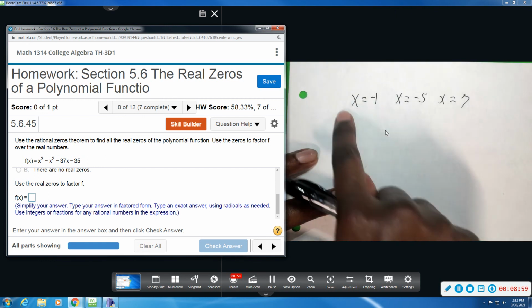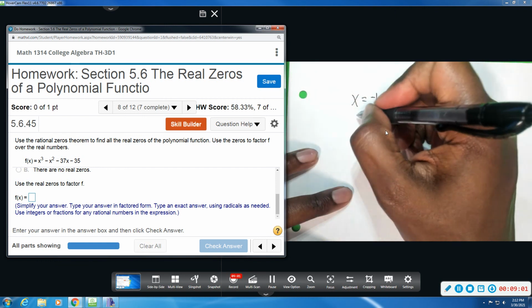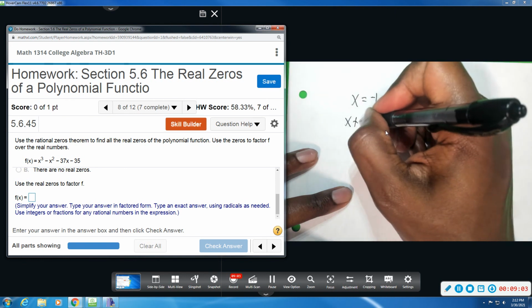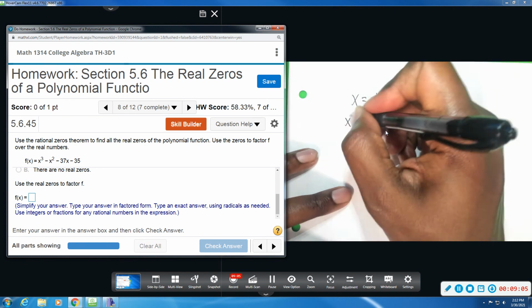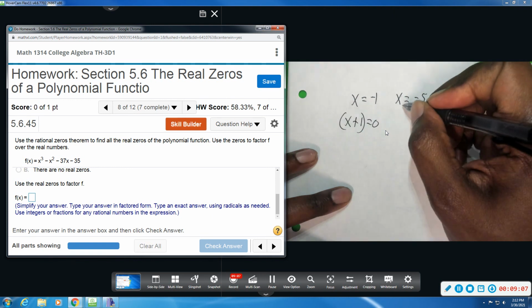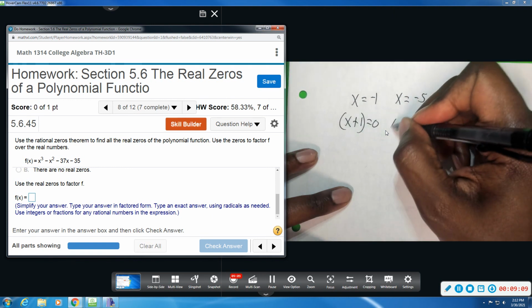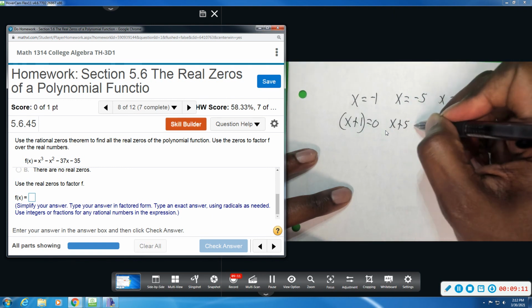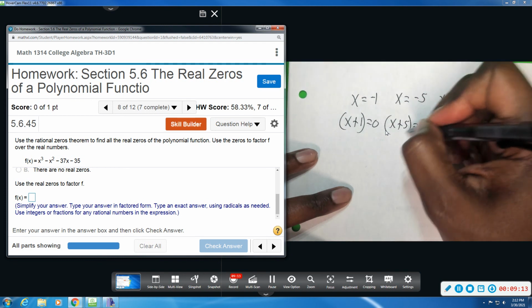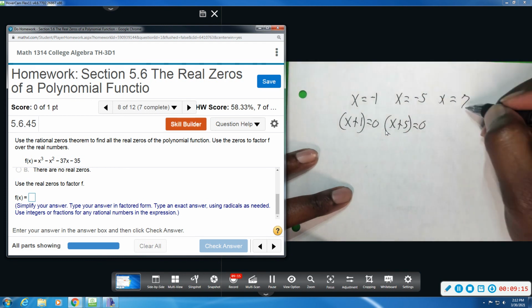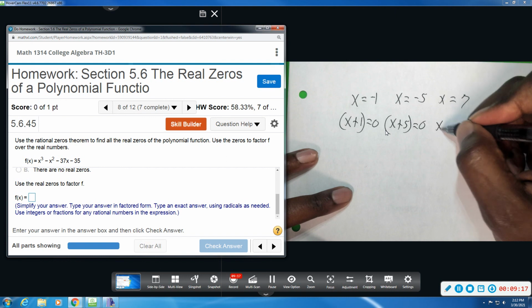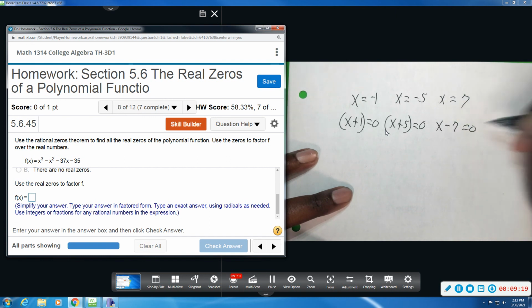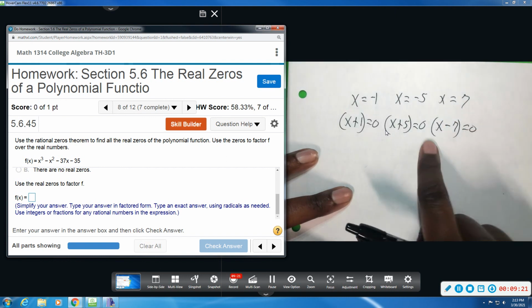So I have to add 1. So if I add 1 and move that over, we have x plus 1 equals 0. This is a linear factor. We have now x plus 5 equals 0. This x plus 5 is a linear factor. Subtract 7, we get x minus 7 equals 0. This is a linear factor.